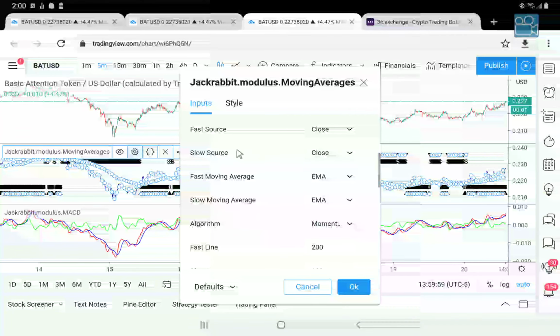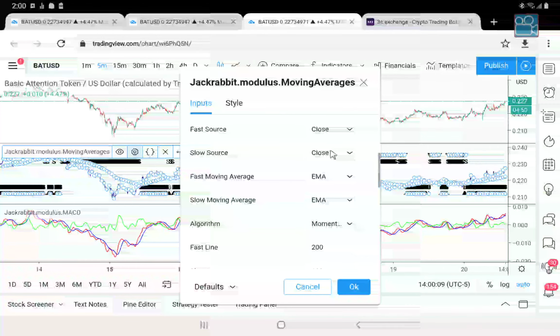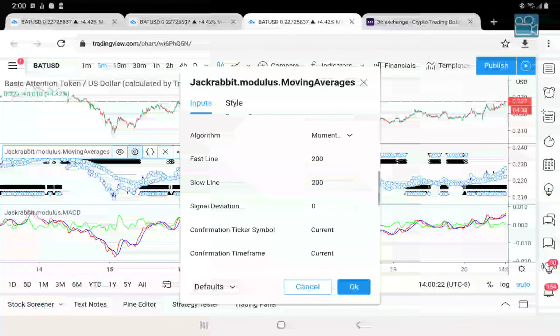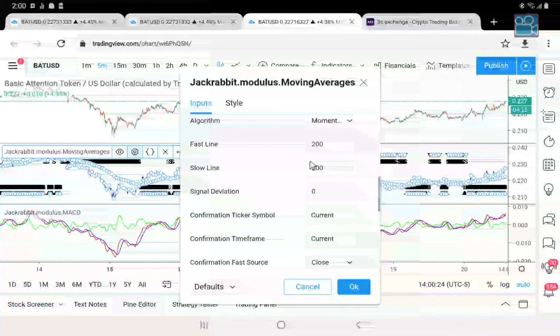I use both the fast source and the slow source as the closing price. The current price action drives both, so there's only one single line, exactly like the original. Both moving averages are identical. I'm using momentum to drive it, and the length is 200. So this is an exact replica of what you will see on the original video.